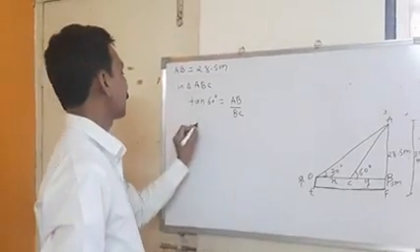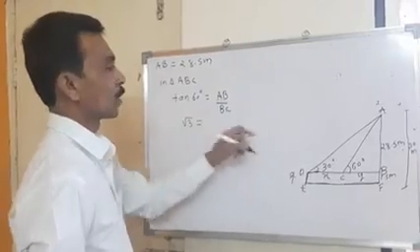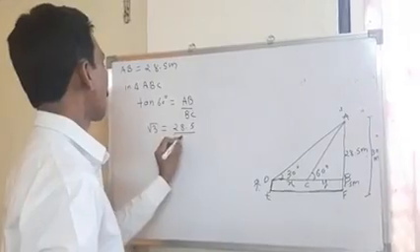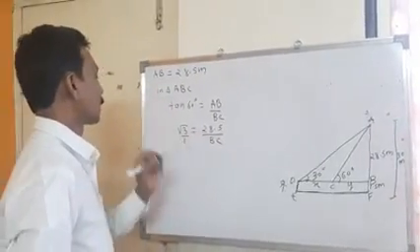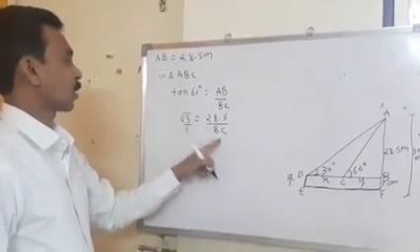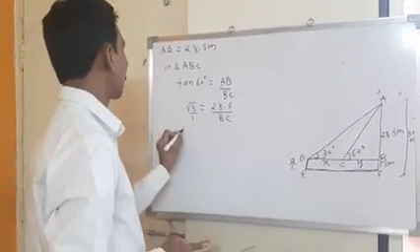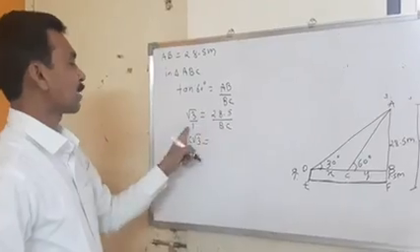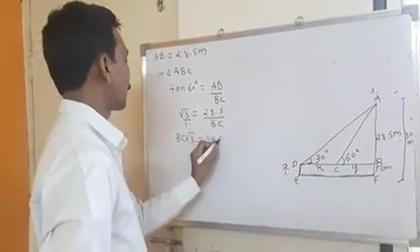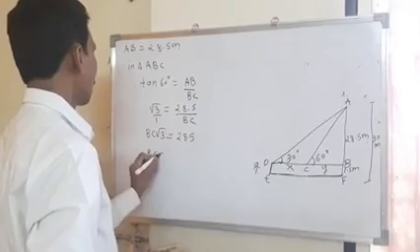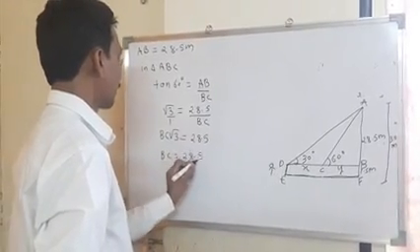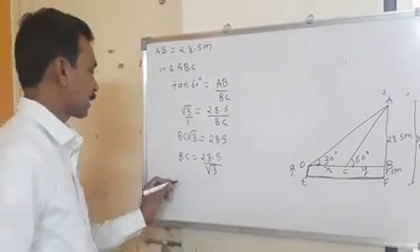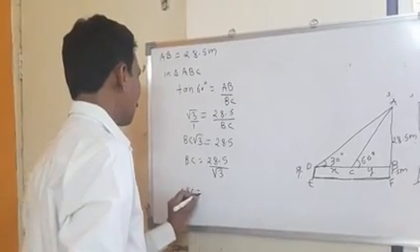Now place the value of tan 60. What is the value of tan 60? Root 3 is equal to, AB is how much? 28.5 upon BC. Take one in the denominator. Do the cross multiplication. BC into root 3 is equal to 28.5. So BC is equal to 28.5 upon root 3. Rationalize it.